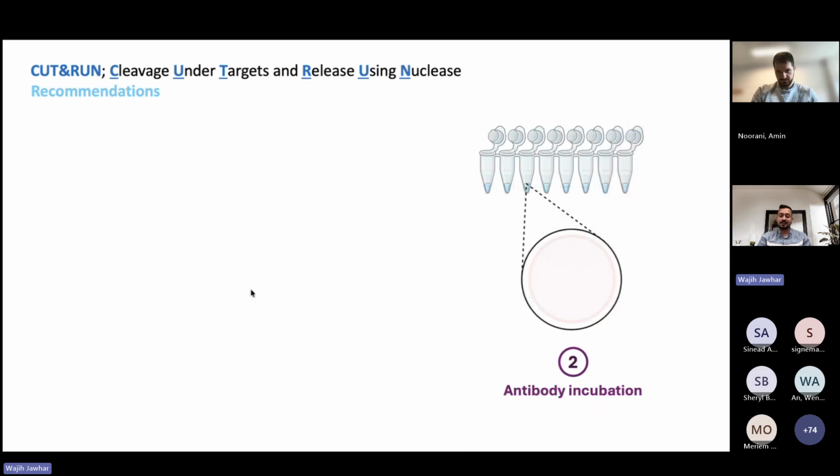So after your cells have been collected, you verified that they're healthy, and you bound them to the beads, so the beads absorb those cells, you can start adding your antibody. Antibody incubation, of course, occurs at low temperatures between 0 and 4 degrees. And in this case, the cell is permeabilized with digitonin because the antibody already has digitonin.